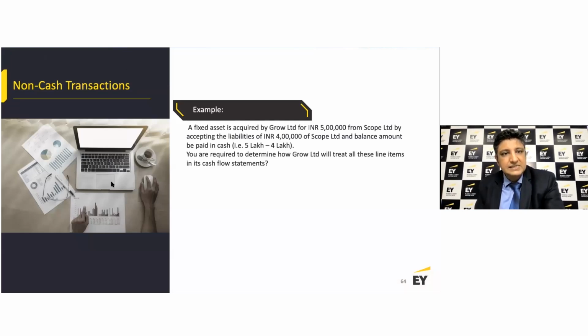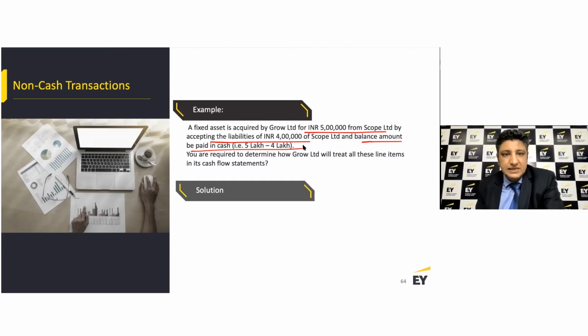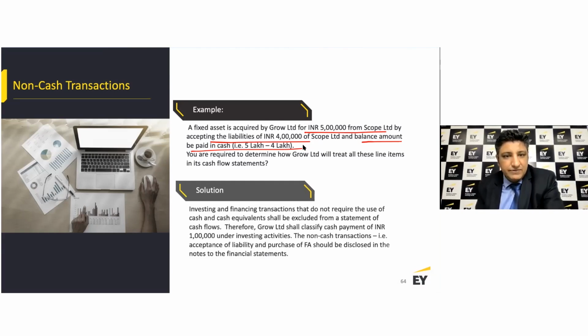Okay. Now, if it says, as an example, that a fixed asset is acquired by Grow Limited for 5 lakh rupees from Scope by accepting the liabilities of 4 lakh rupees, and the balance is paid in cash, which is 1 lakh rupees. Now, the question is, how do you deal with these transactions? We are saying that when you look at such transactions, effectively the net 1 lakh rupee is a part of your investments, right? And the rest of the transactions are to be disclosed separately with respect to the acquisition of the asset and the acceptance of the liabilities in this particular context. All right.